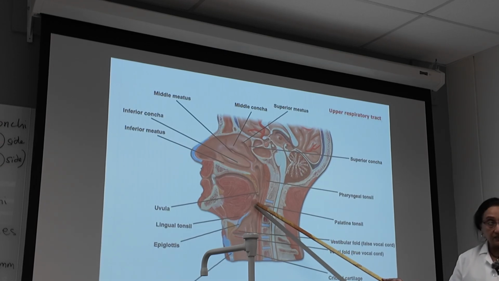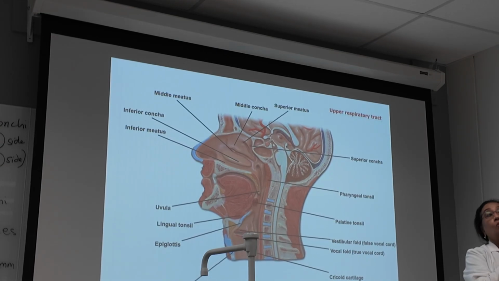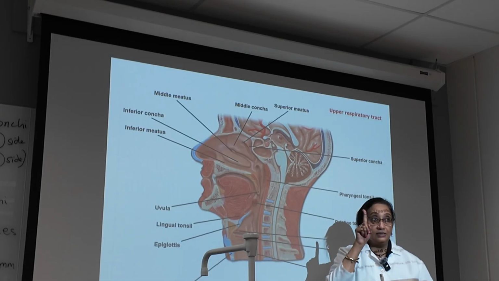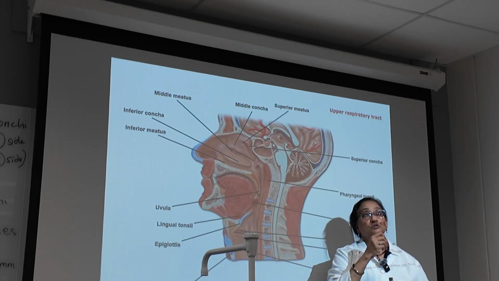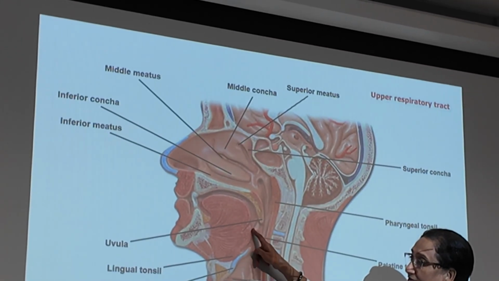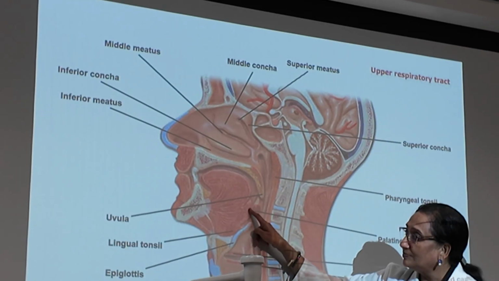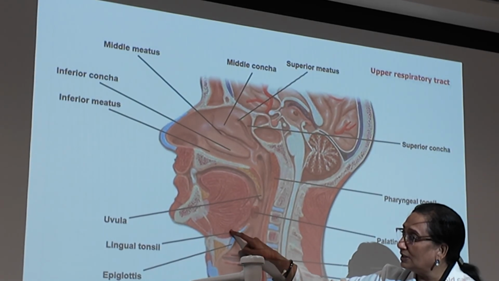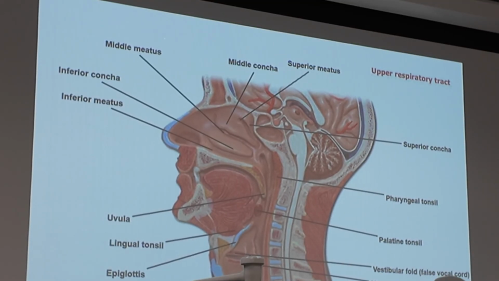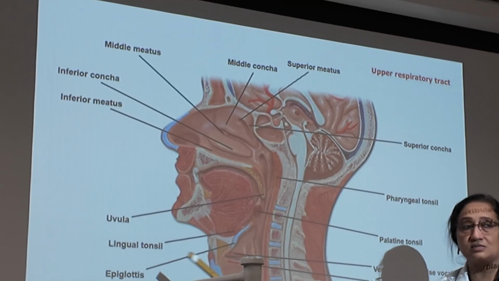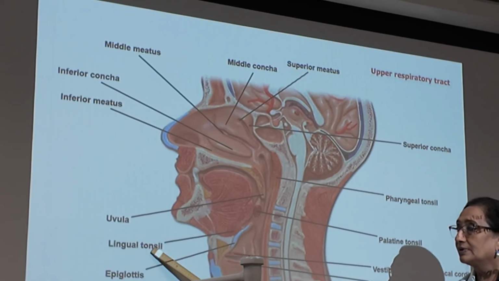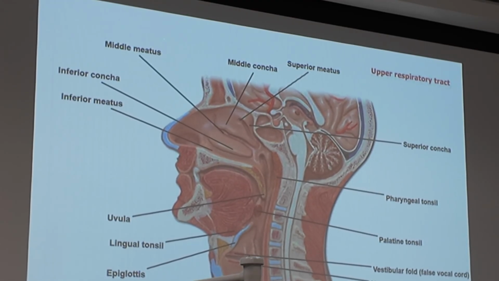So this is a palatine tonsil, which is a pair, one on each side. Pharyngeal is single. And then comes one which is underneath the tongue. You cannot see it. So this leaf-like structure that you see here, underneath the tongue, this is called the lingual tonsil. Lingua is tongue. So lingual tonsil. This you can't see. It's buried within the tongue.